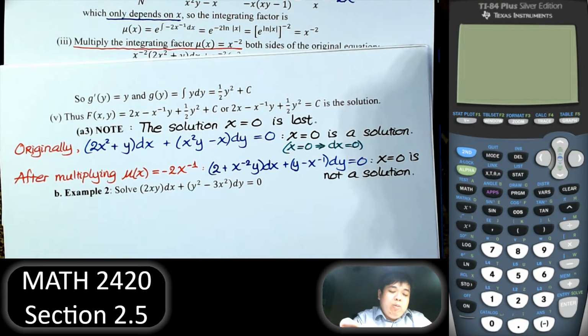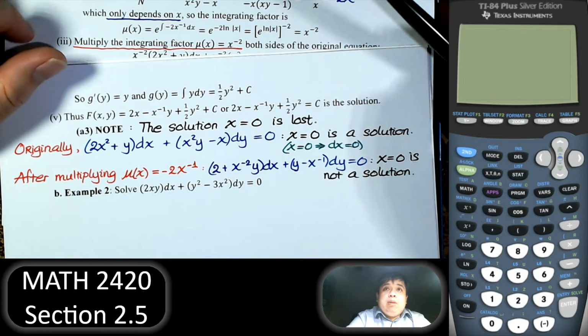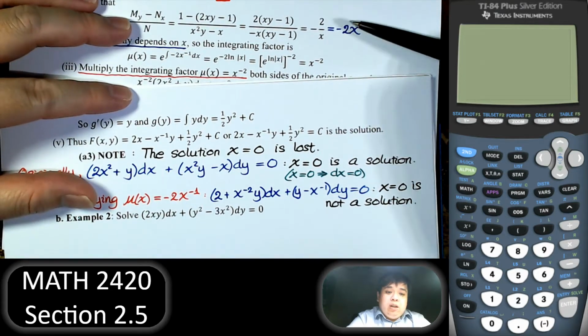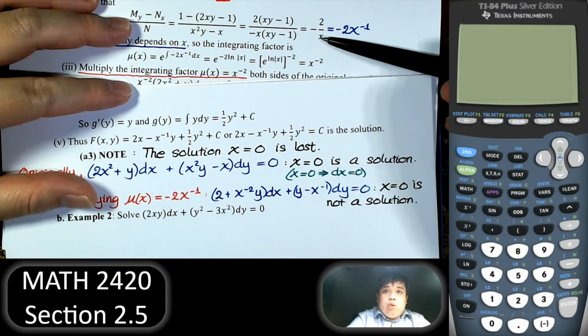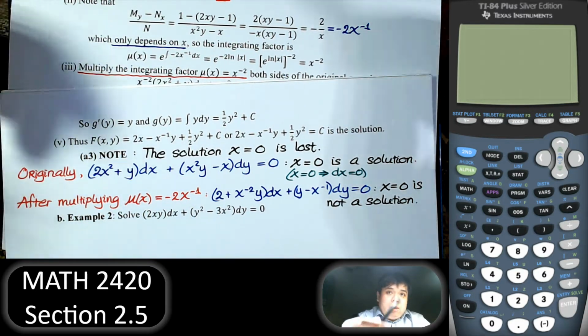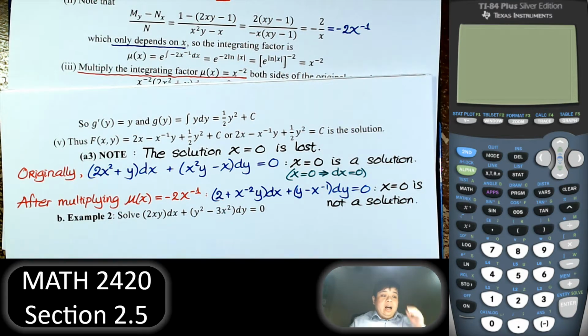After we multiply by the integrating factor, you ask, why is x equal to 0 so special here? Why do we focus on that? Simply because the integrating factor involves x to the negative 2, or negative 2 over x. So x equal to 0 has special meaning to it. It could make the function undefined. So when we solve the equation this way, we just need to check for that.